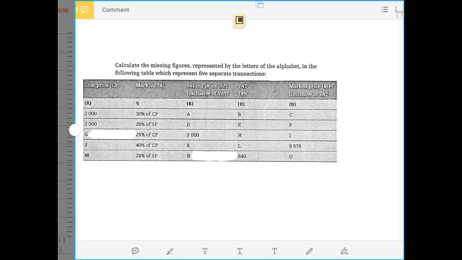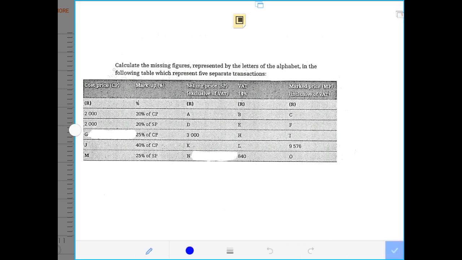Now I will bring your attention to the last part of the question. In the last part of the question, we are given a table, and this table has some missing alphabets, and we have to make sure that we complete all the missing alphabets up to the last alphabet, which is alphabet O. Then we'll do all these calculations, and we'll see how far we can go. I'm sure after this you'll get a broader understanding of how to calculate selling price, cost price, VAT, and marked price.